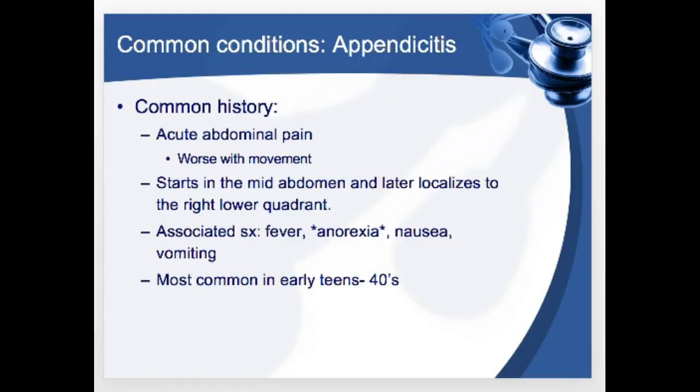Usually appendicitis occurs in younger people, in that 11 to 17 year old range. It can occur in early adulthood as well, and I've actually even seen it in some 70 year olds, but most commonly in the early teens.